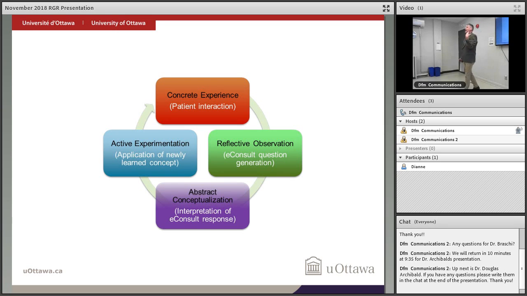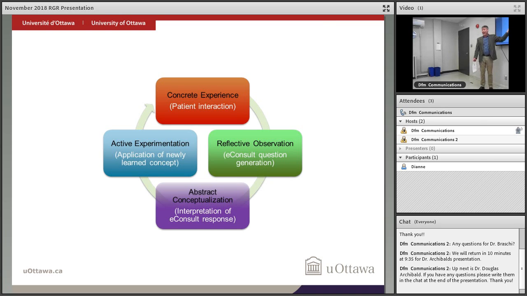A question comes from that observation, that interaction with the patient. So that's where that eConsult question gets generated. Then we have this piece of abstract conceptualization. It's the interpretation of the eConsult response. So when that question gets sent, you get the reply back. The primary care provider has to interpret all that information.